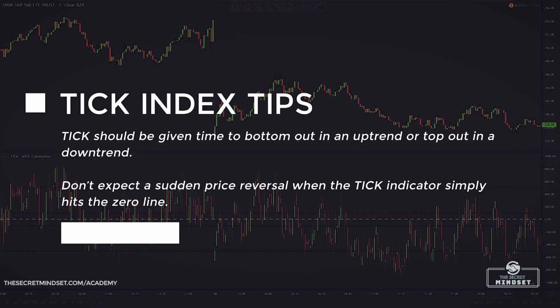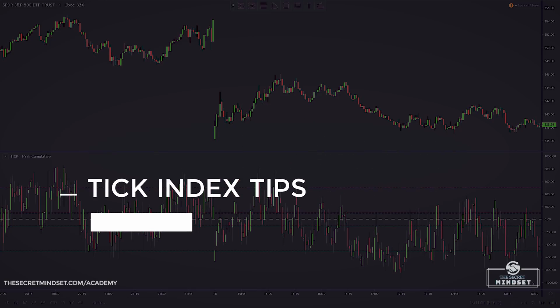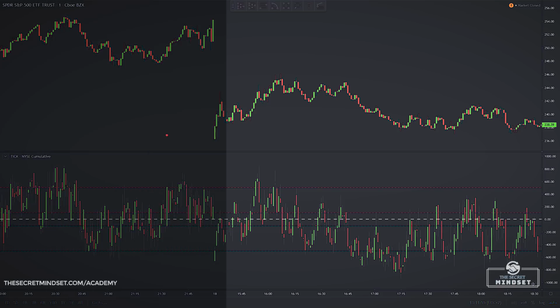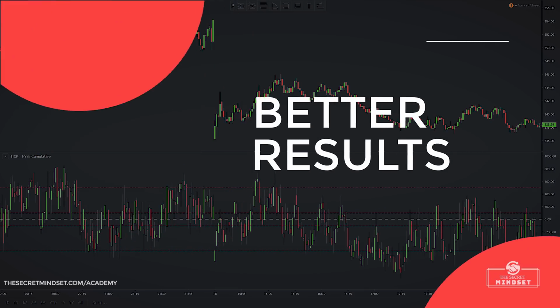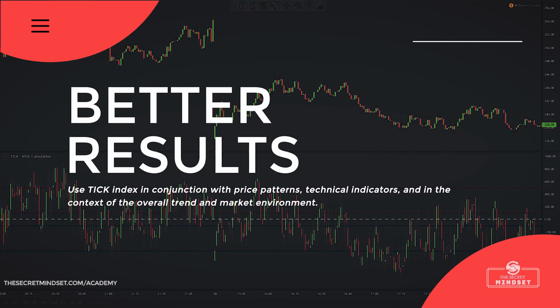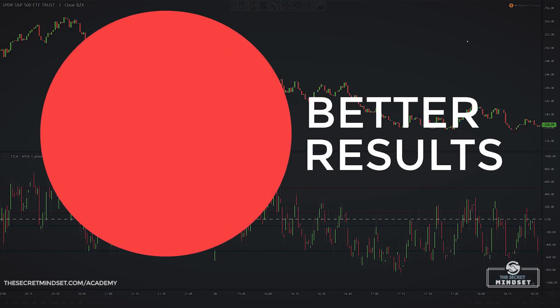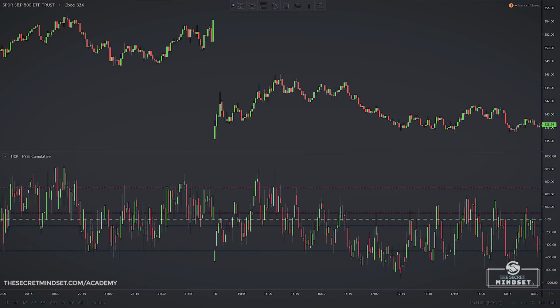Also, don't expect a sudden price reversal when the tick indicator simply hits the zero line. Other technical factors should be consulted before entering any trade, such as employing a price pattern as presented in the previous examples. So the tick indicator should be used to set up or confirm a trade, not as a standalone tool. By utilizing the tick in conjunction with price patterns or technical indicators, and in the context of the overall trend and market environment, you can make better buy and sell decisions.